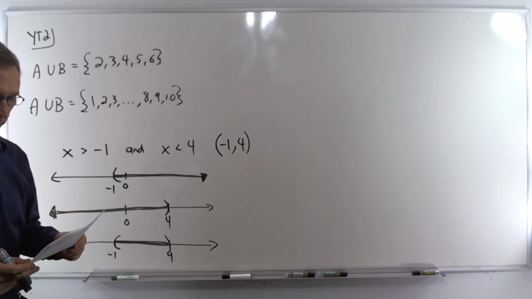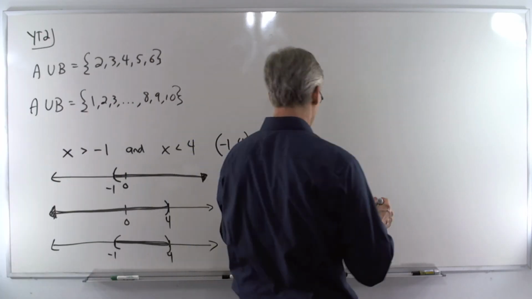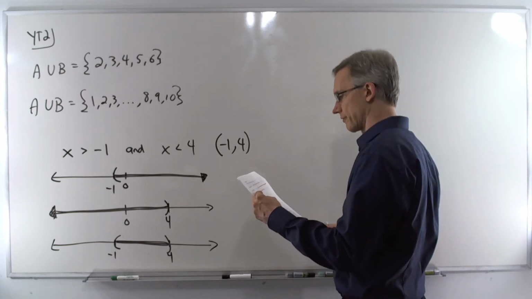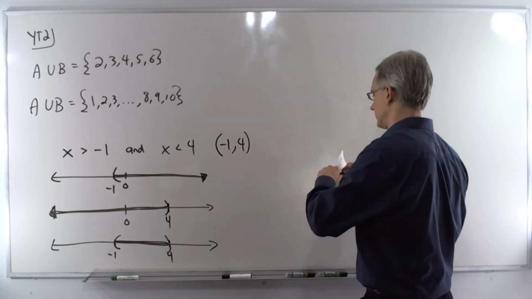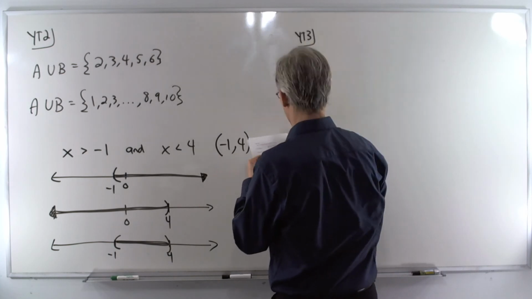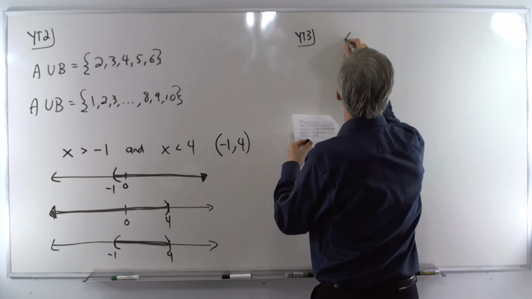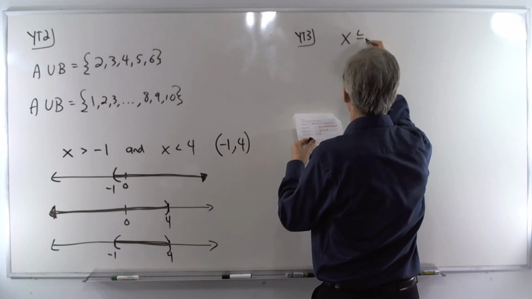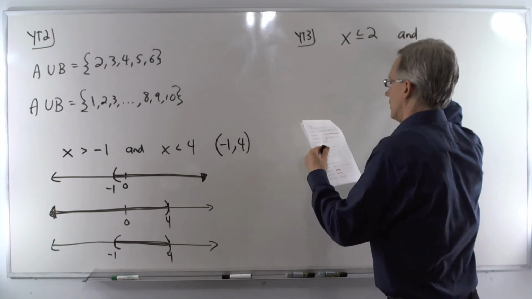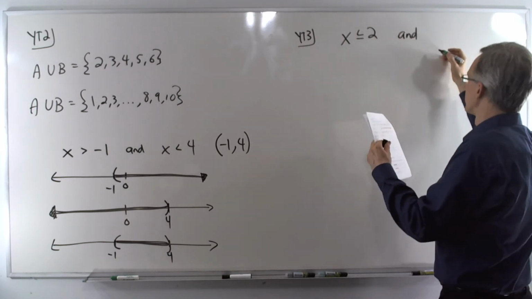Your turn, number 3. Solve the compound inequality and graph the solution set. Well, it's already solved for you, so all you have to do is graph. And then write the solution set in interval form.